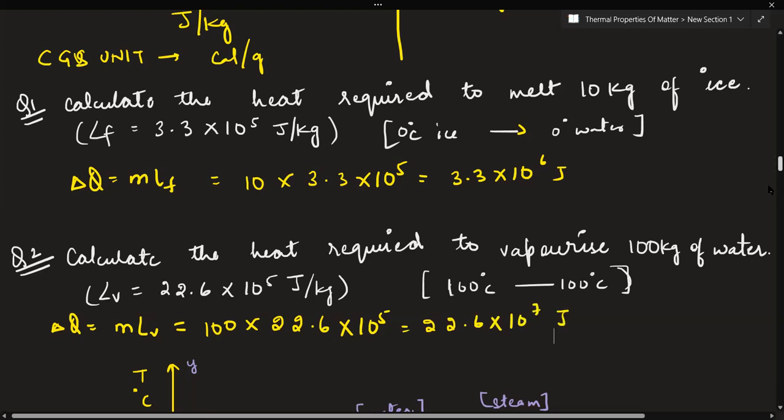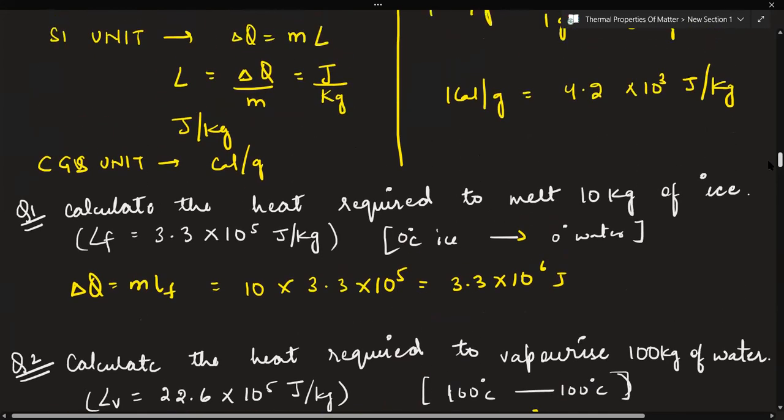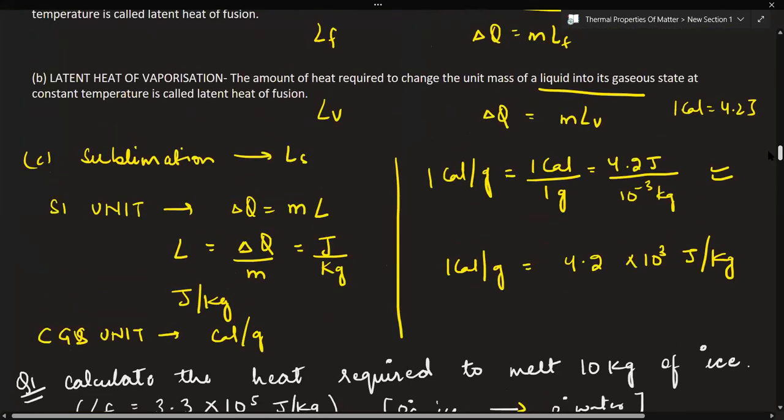Now see one more thing. These numericals are very easy. One liner numericals, you just have to put the values and use the formula. These are for them. Mainly you will be doing calorimetry. That is a bit tricky.